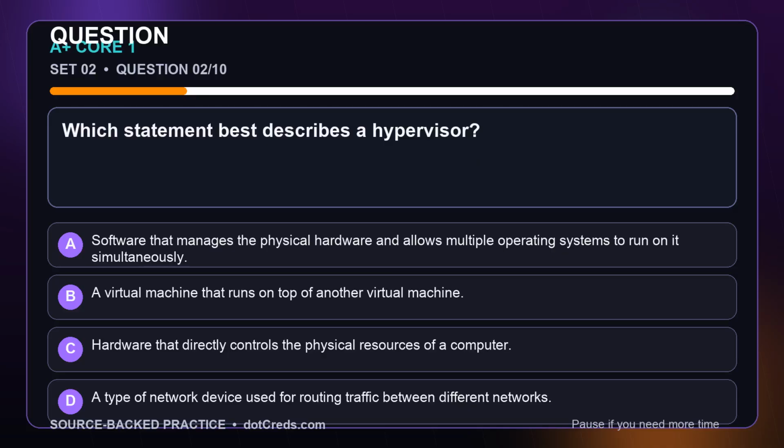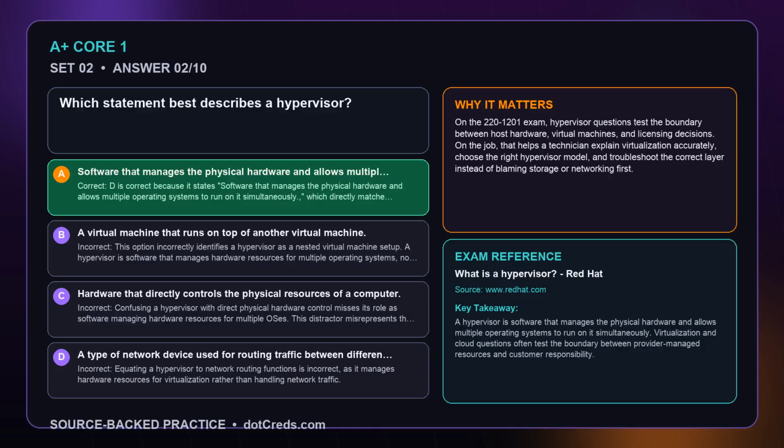Lock your answer now. Question 2 answer. A. Software that manages the physical hardware and allows multiple operating systems to run on it simultaneously. A hypervisor is software that manages the physical hardware and allows multiple operating systems to run on it simultaneously. Virtualization and cloud questions often test the boundary between provider-managed resources and customer responsibility.